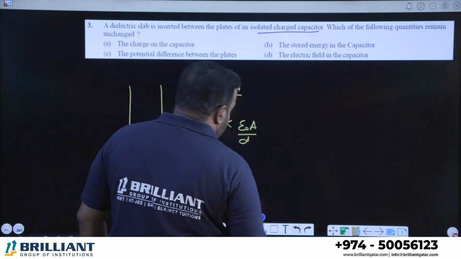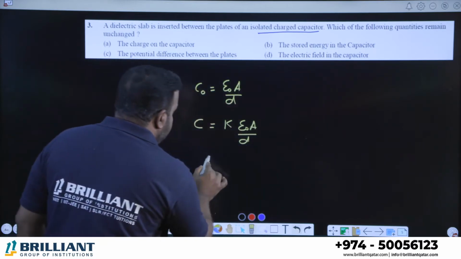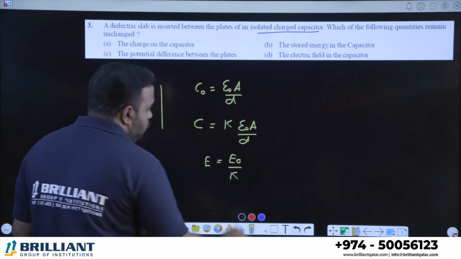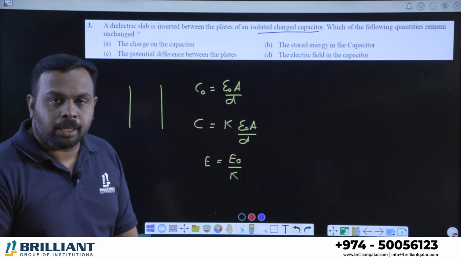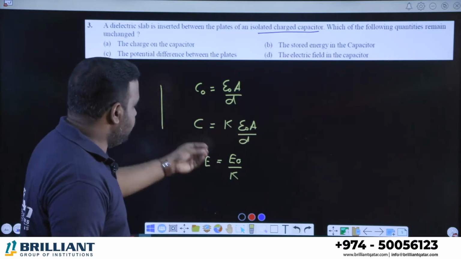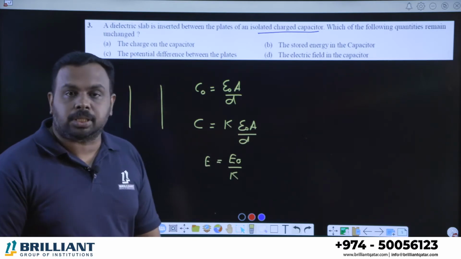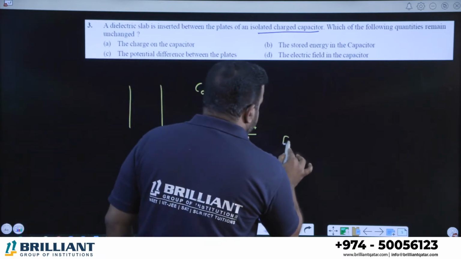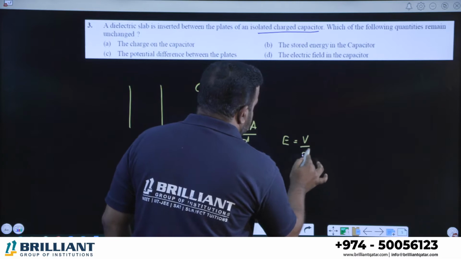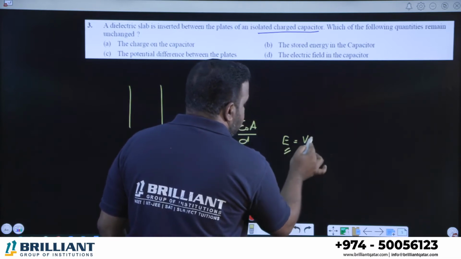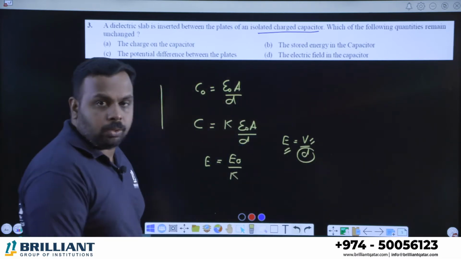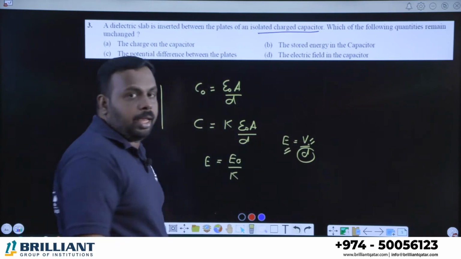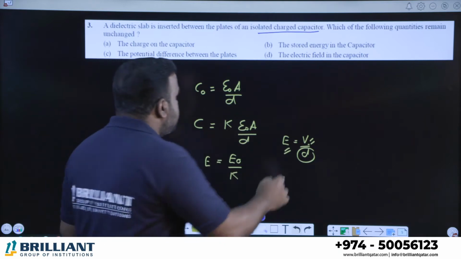And look at option D, electric field. You know that the electric field in a medium is equal to the electric field in free space divided by K. So capacitance is changing, electric field is changing, and definitely the potential will also be changing, because you know that E is equal to V by d. Since E is changing and there is no change in d, definitely V will change. So V is changing, potential is changing, and capacitance will also change.